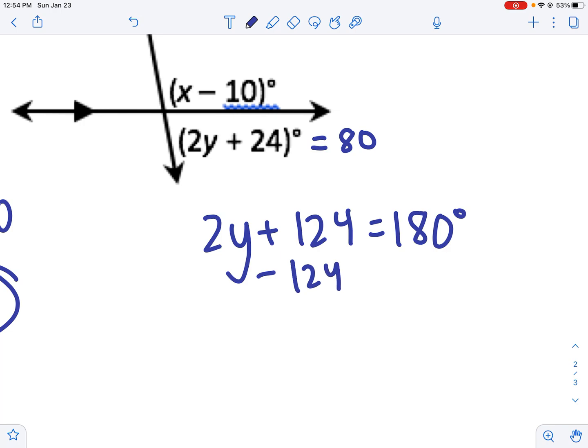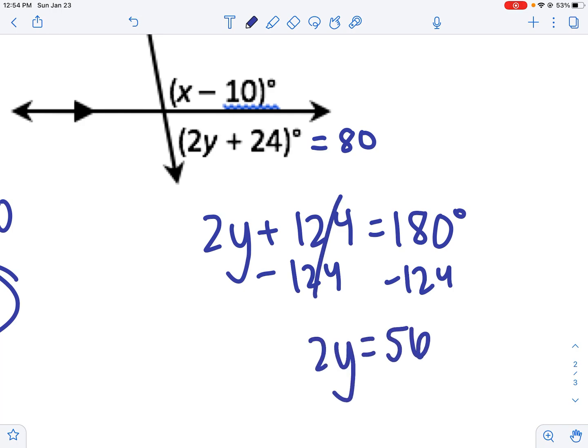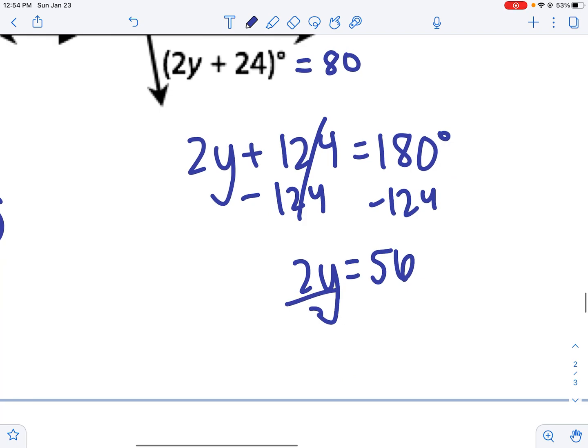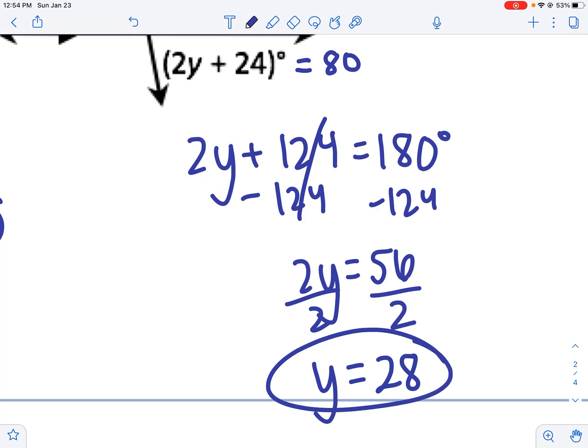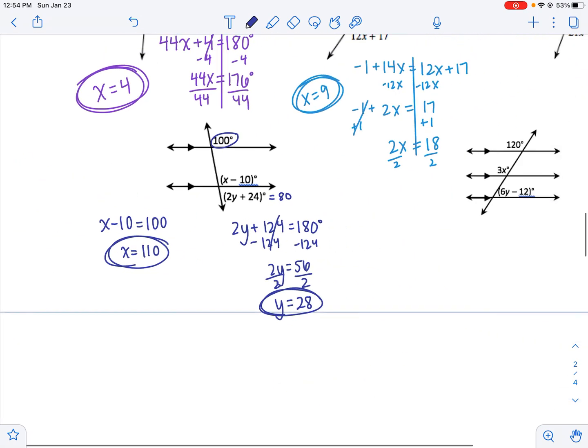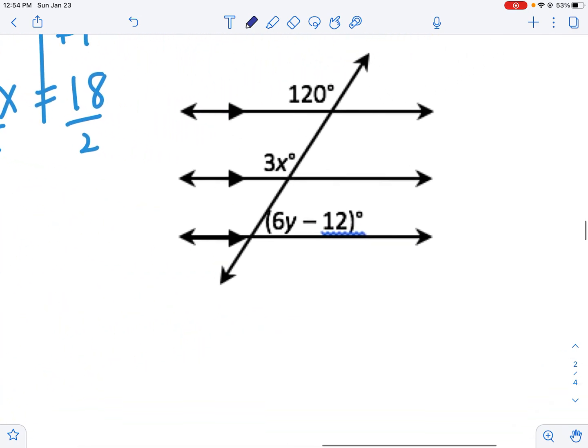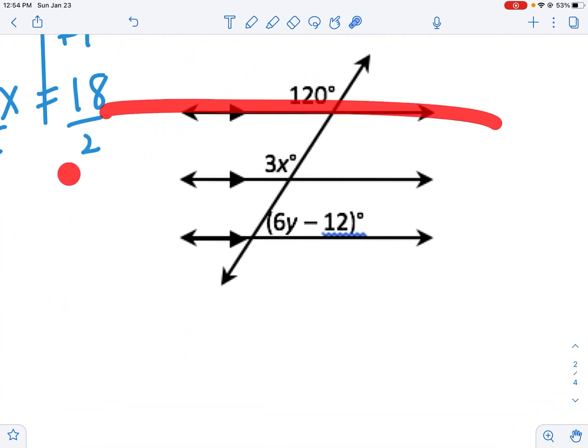So I'm going to go ahead and start by subtracting 124 on both sides. So now I have 2y equals 56. And then from there, we just divide both sides by 2. Y would equal 28. That's it.